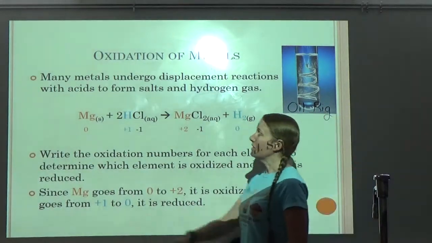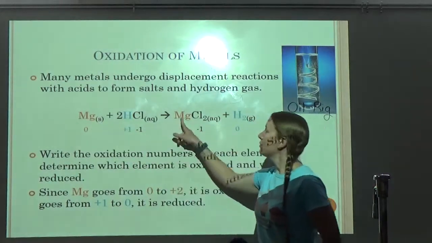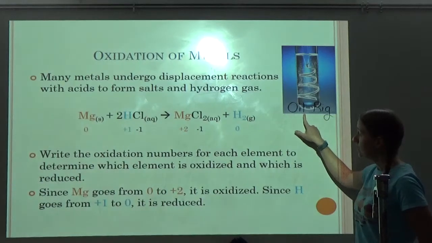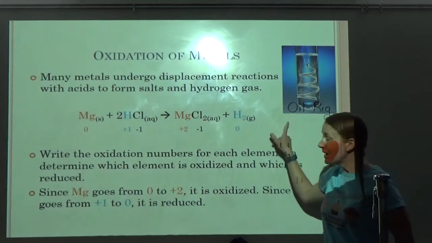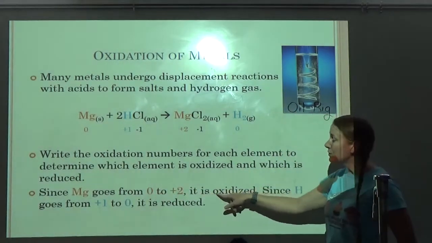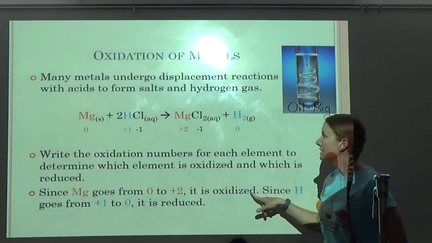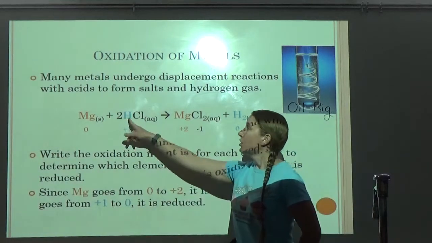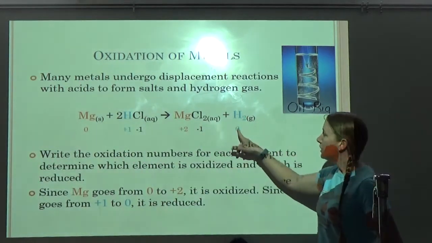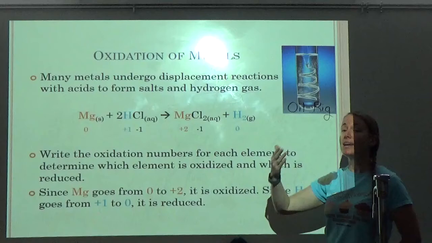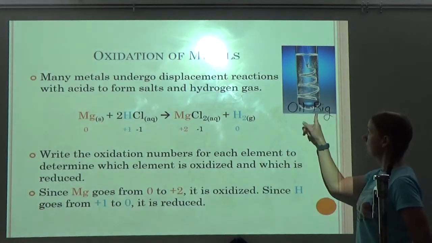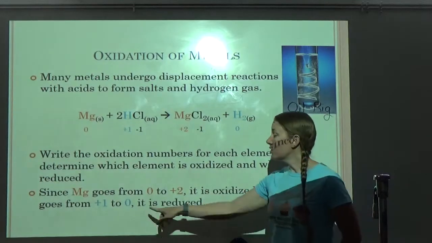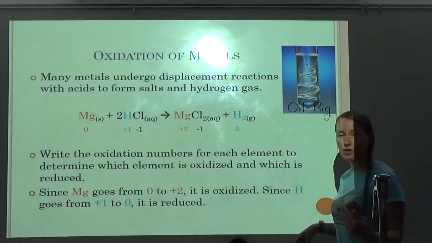So if you notice, magnesium has gone from 0 to +2. That means it has lost electrons, so we say magnesium is oxidized. So since magnesium goes from 0 to +2, it's oxidized. And then remember, oxidation and reduction always have to happen together. So hydrogen went from +1 to 0, so it became more negative, or it gained electrons. So remember, reduction is gain of electrons. So since hydrogen goes from +1 to 0, it is reduced.